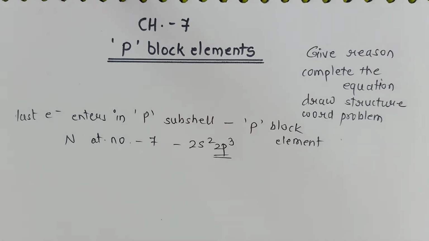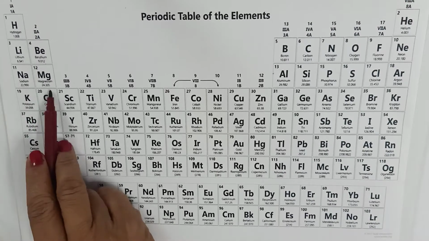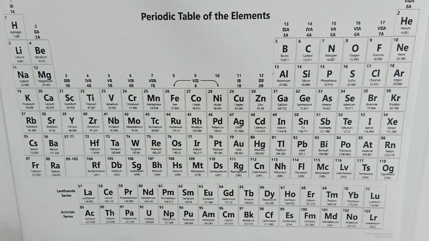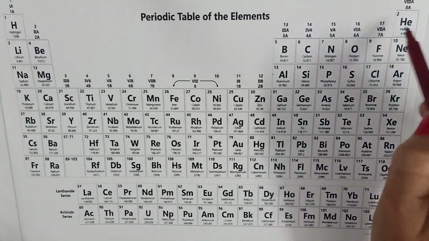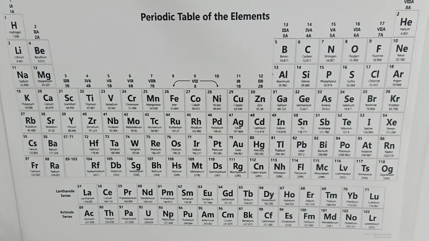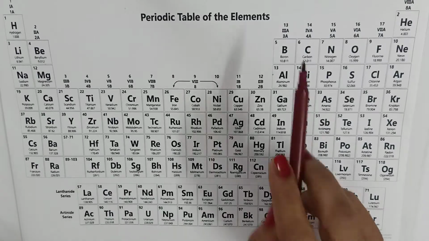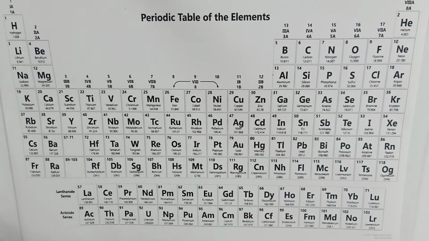Let us study the exact location of P block in the modern periodic table. So in modern periodic table, we know these two groups, they belong to S block elements. This part is called as the D block element, and group 13 to group 18 elements, these are assigned as P block elements. Now as you can see, there are total 1, 2, 3, 4, 5 and 6 groups in P block element.